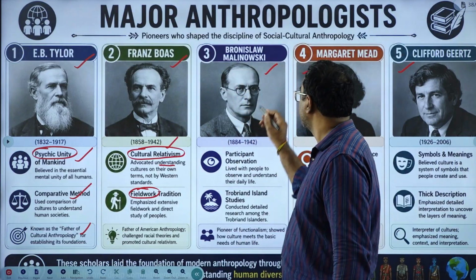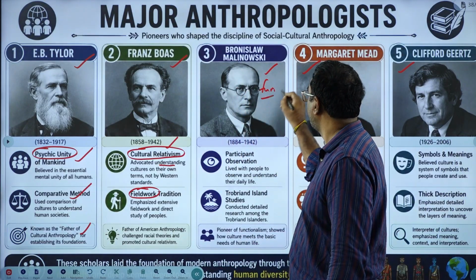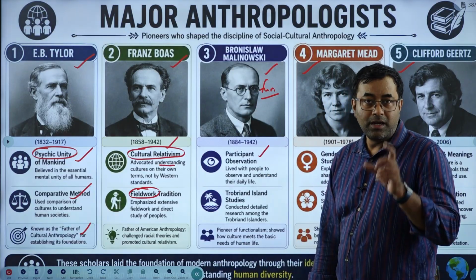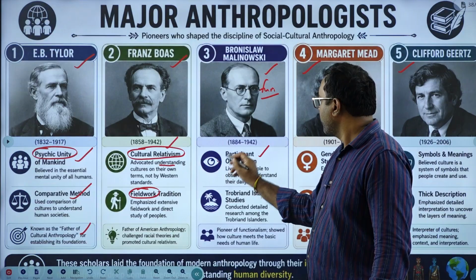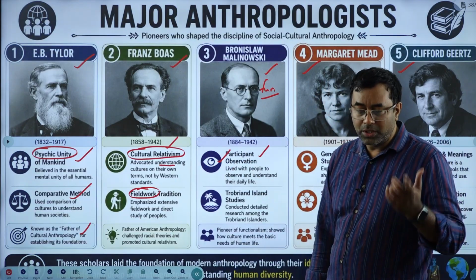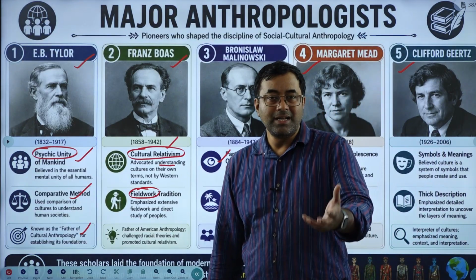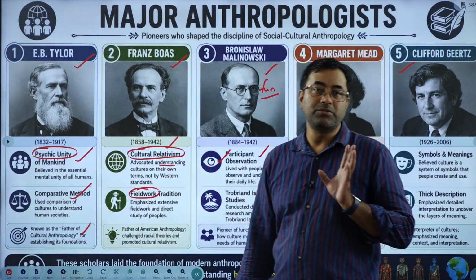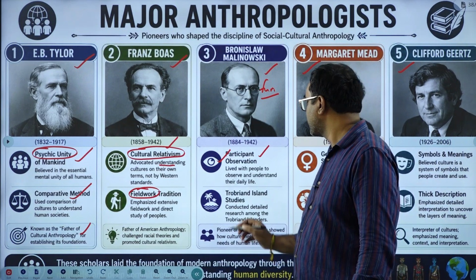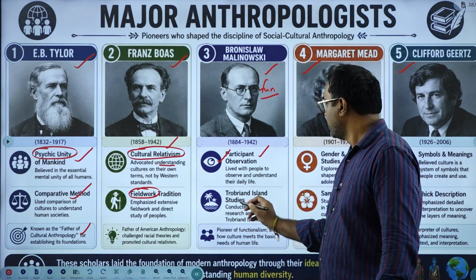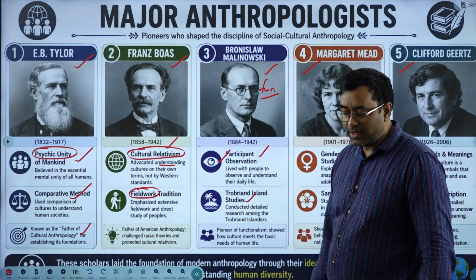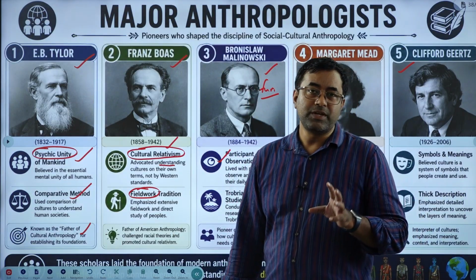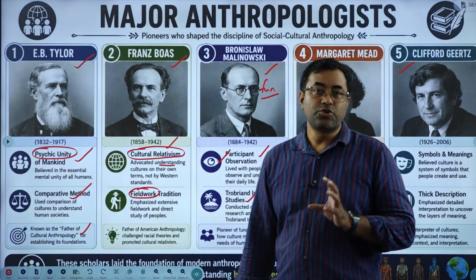Next one is Malinowski. He belonged to the functionalism school of thought. He again advocated the fieldwork tradition, in which he proposed the participant observer. You need to go to the people, understand the people's culture, get the information, decode it, and produce the theory. That is called the participant observer. Next, he studied one of the islander groups in the Pacific Ocean, called the Trobriand Islanders.